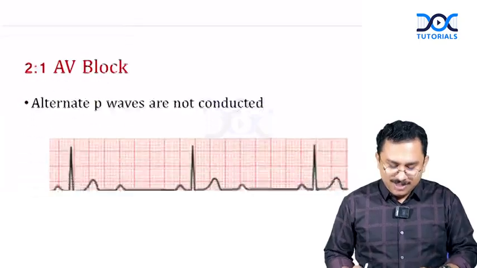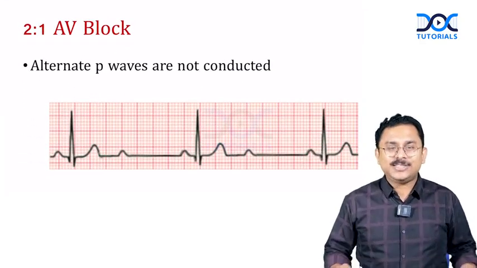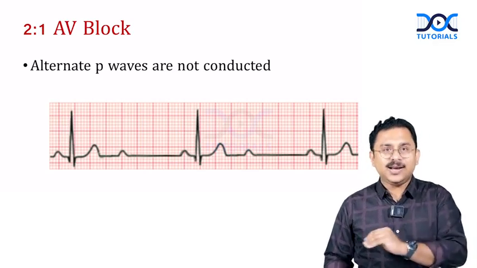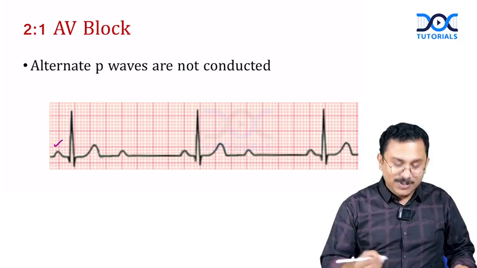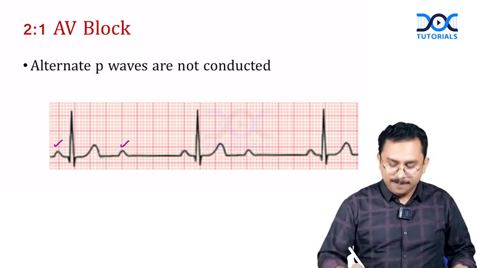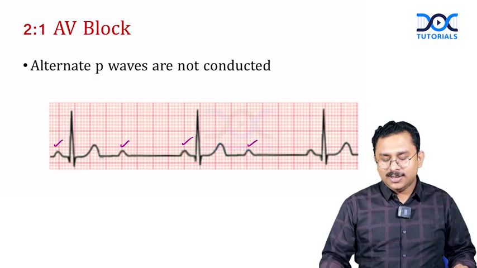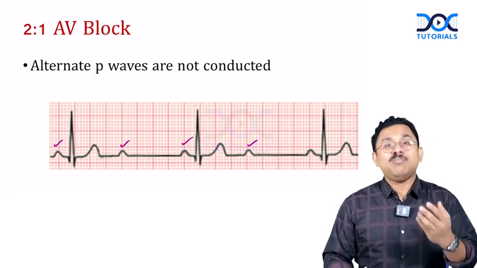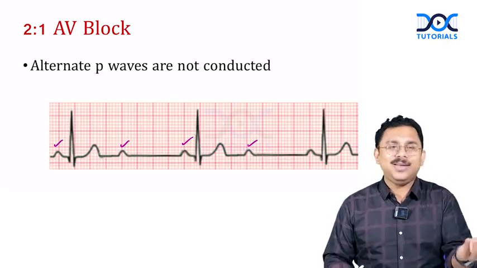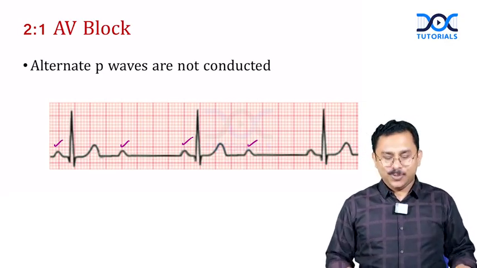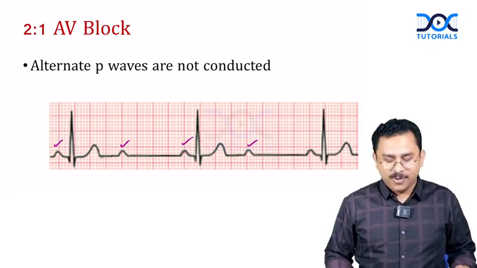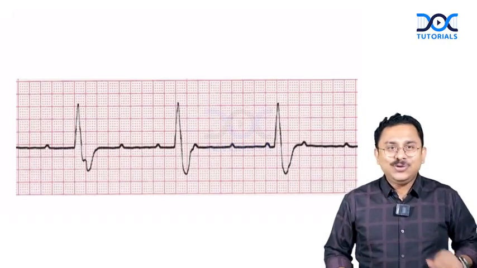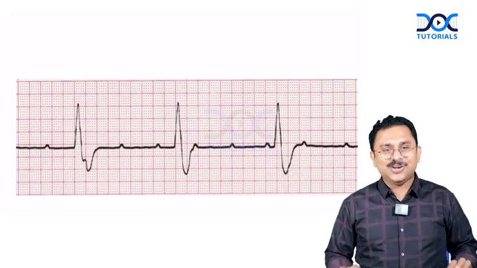Now this one is another special variant, a 2:1 AV block, where alternate P waves are not conducted. You can see that this P wave is conducted, this P wave is not conducted, this one is conducted, this is not conducted. With a 2:1 AV block, it is very difficult to say whether it is actually a Mobitz type 1 or Mobitz type 2. It can be either. Similarly, you can have a 3:1 AV block like that.